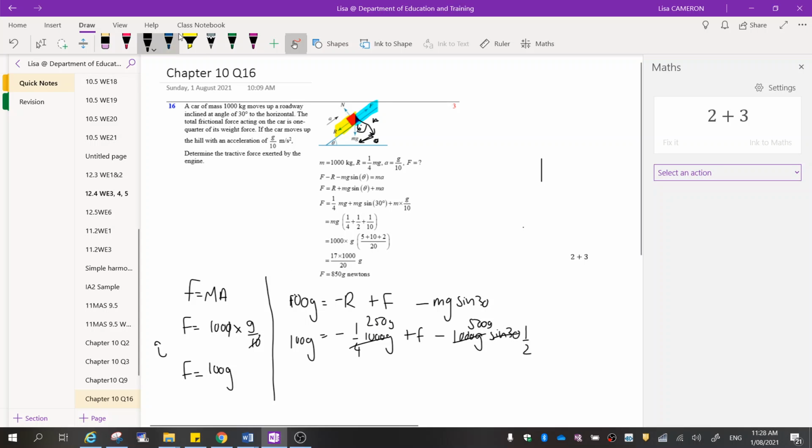So now I can group my like terms. I've got minus 250 minus another 500. It's going to give me 100 g is equal to negative 750 g plus that tractive force. Take this to the other side and you're left with force is equal to 850 g.